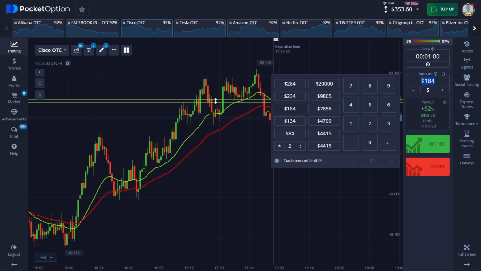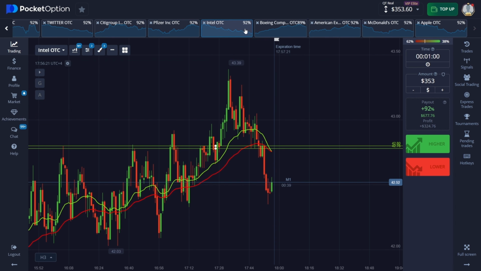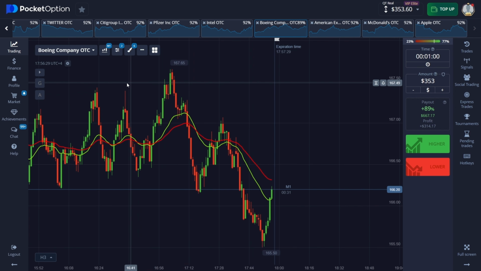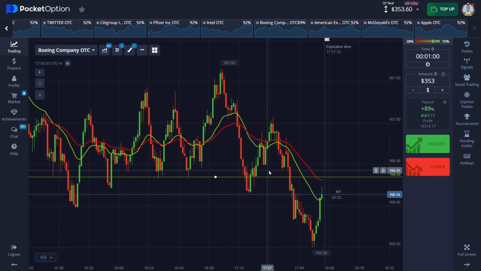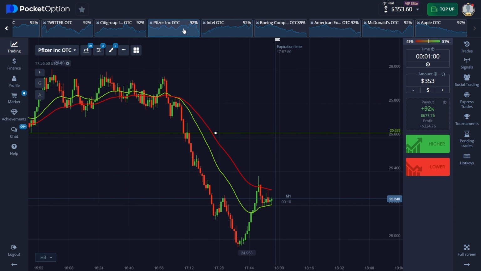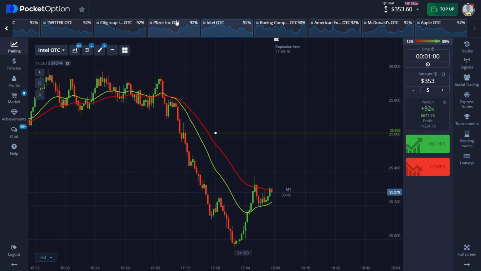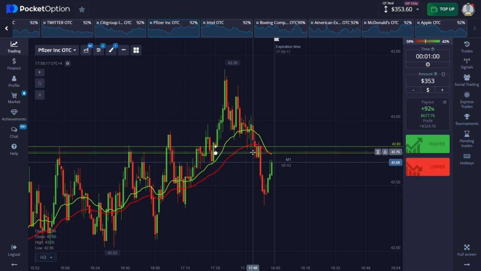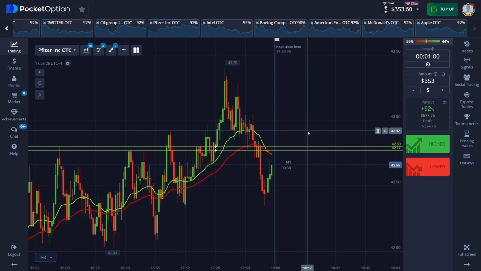Let's find a trade for $353 on the OTC market with a 1 minute time frame. Here we have a trade on Boeing OTC because there was a good resistance level, though it's too far and already down. We also have a trade on Twitter OTC for an upward move. Wait, here we have a trade on Pfizer OTC from the moving average. If this candle closes near the moving average, then we can consider it. Otherwise, we will avoid it.